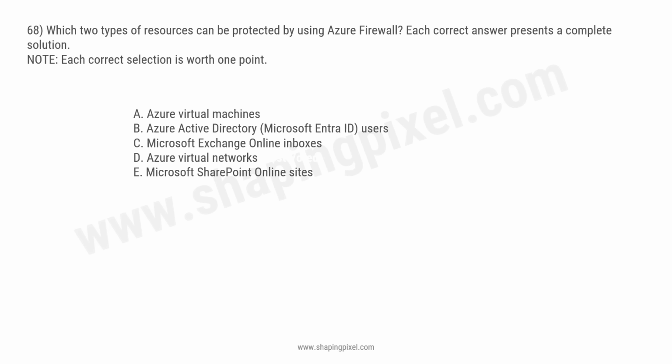Question number 68. Which two types of resources can be protected by using Azure Firewall? Each correct answer represents a complete solution. Each correct selection is worth 1 point. And we have the following five options: Azure Virtual Machines, Azure Active Directory users, Microsoft Exchange Online inboxes, Azure Virtual Network, and option E, Microsoft SharePoint Online sites. So the right answer here is option A and option D, Azure Virtual Machines and Azure Virtual Networks.